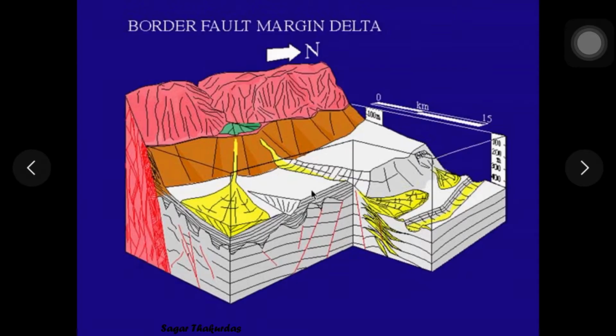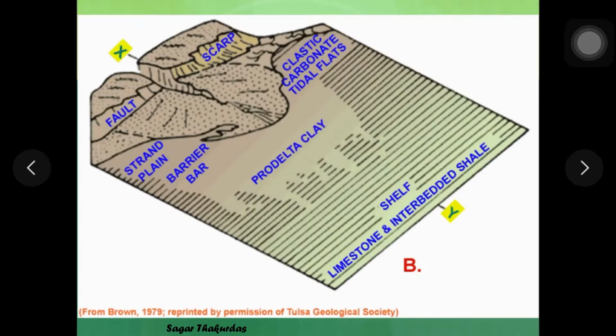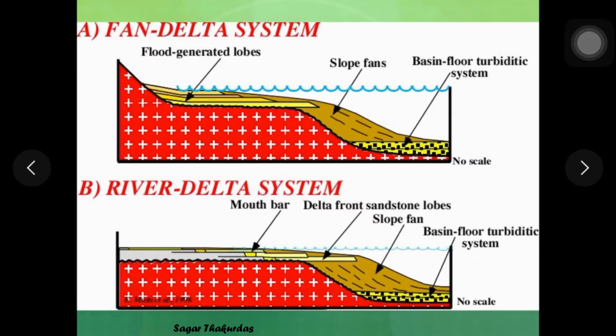Another tectonic setting of fan delta is here, where you have a fault scarp adjacent to a basin, or these are associated with continental shelves also. So this is called as shelf fan delta. So these are the different settings of fan deltas.